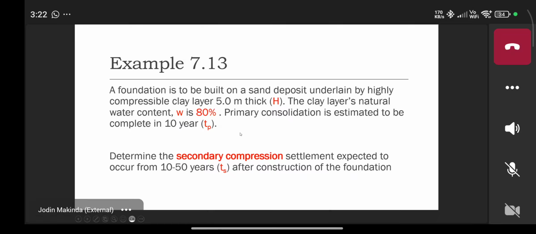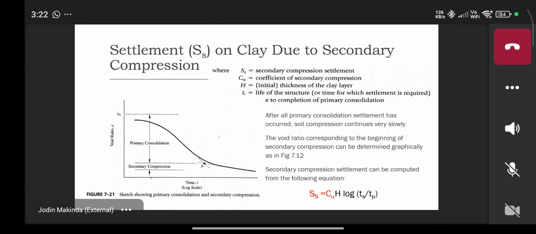So in this question, we know the thickness is 5 meters. The water content is 80%. And the primary consolidation stops, meaning that tp is 10 years. And the secondary compression, the one that we calculated, is 50 years. So ts is 50. So we have the question here: what is H? What is ts? And what is tp? What we do not know is the coefficient of the secondary compression.